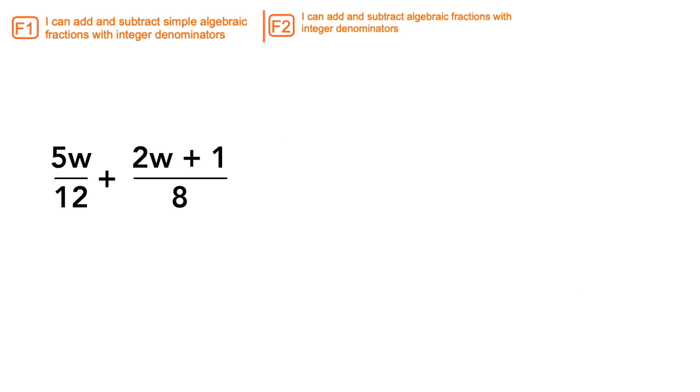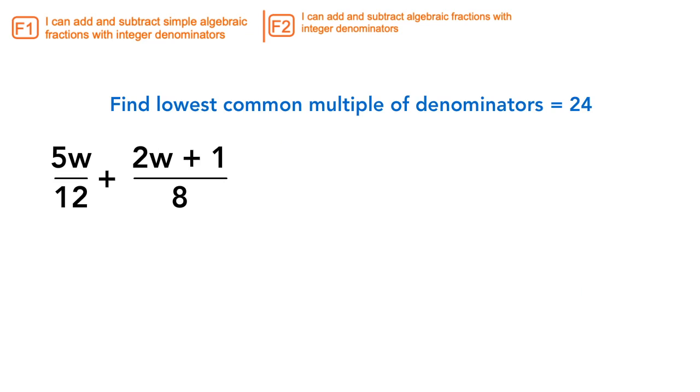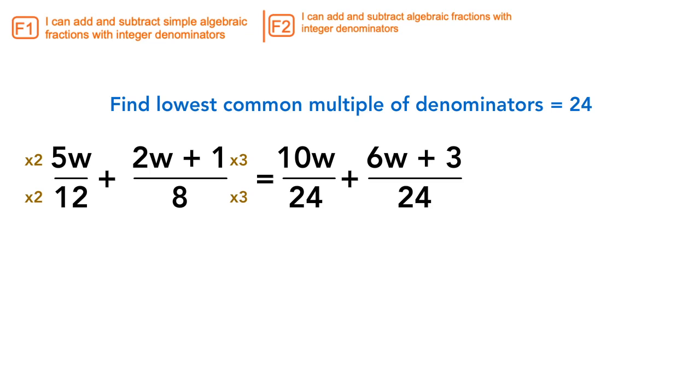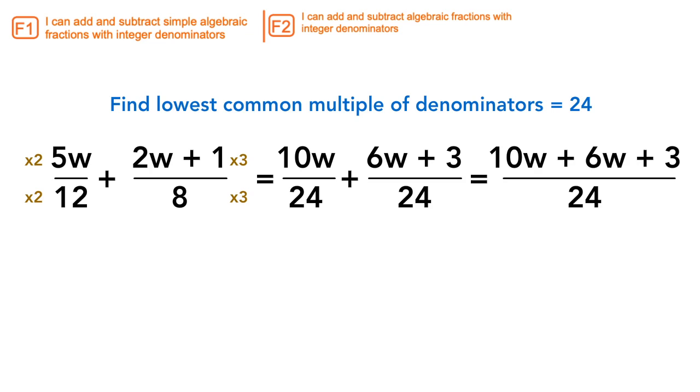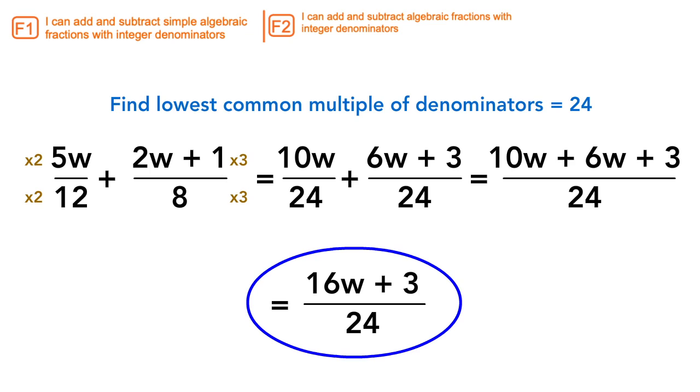Have a think about this question. We use the same process. The lowest common multiple of the denominators 12 and 8 is 24. 12 times 2 gives us 24, so 5w times 2 equals 10w. 8 times 3 equals 24, so 2w plus 1 times 3 equals 6w plus 3. 10w plus 6w plus 3 equals 16w plus 3. The final answer is 16w plus 3 over 24.